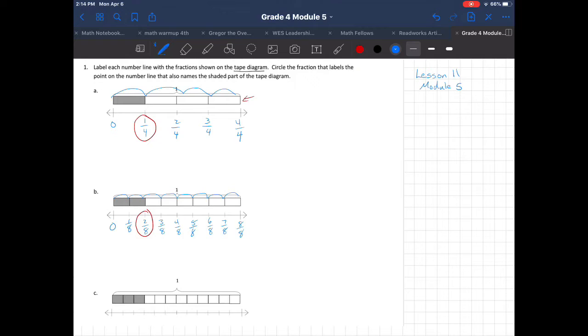And this last one, let me see, 1, 2, 3, 4, 5, 6, 7, 8, 9, 10, 11, 12 spaces. So these are all 12ths. Oh, what a pain. I'm going to have to write all those. And we've got 3/12 labeled. Okay.